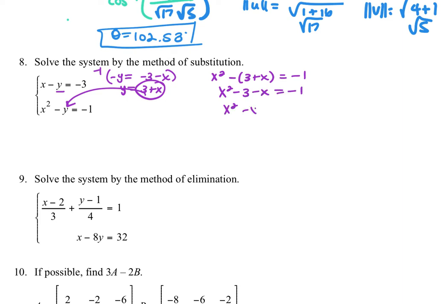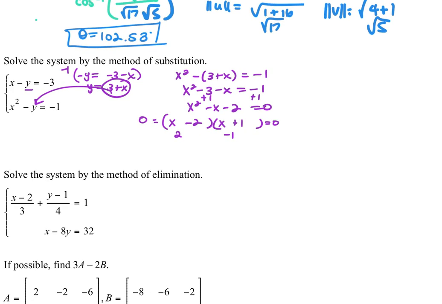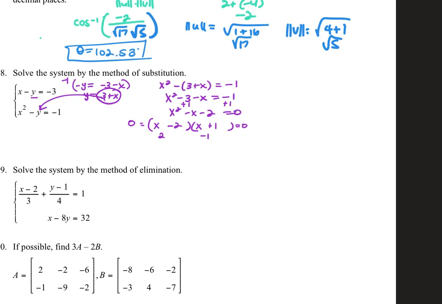That negative gets distributed to both. I know I'm going to have to factor, so I'm going to move the 1 to the other side, and this would be -2. Factors of -2 that sum to +1 would be -2 and +1. Split and solve, and it's 2 and -1, which means there's 2 x's. And then to find the y's that correspond, I'm just going to plug them in. So when x is 2, y is 5. That's one coordinate point. And when x is -1, y is 2.